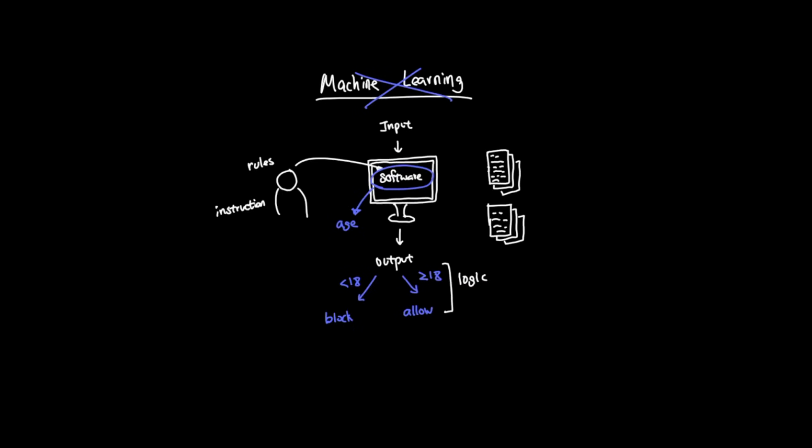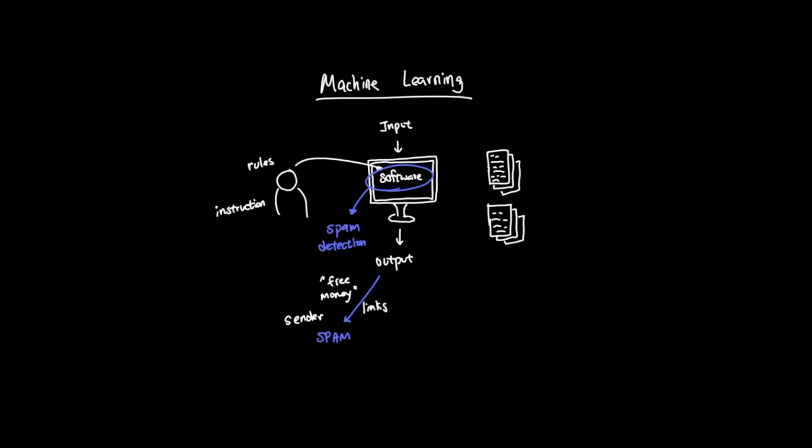But some problems are not that clean. Imagine trying to write rules for detecting spam emails. You can start with simple rules like if the email contains keywords like free money, mark it as spam. If the email also has too many links, also mark it as spam. If the sender looks suspicious, mark it as spam.